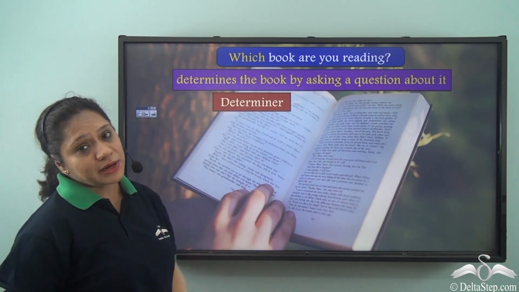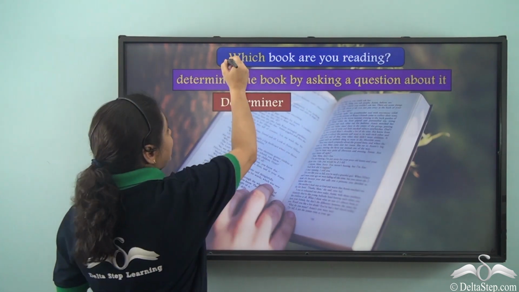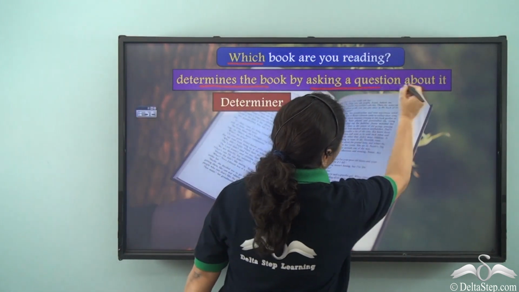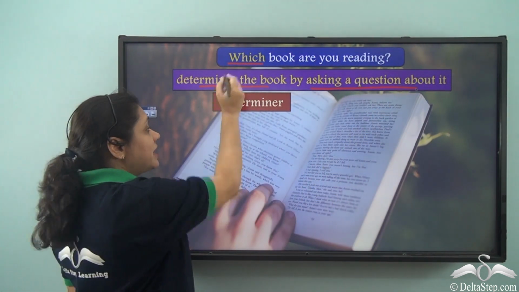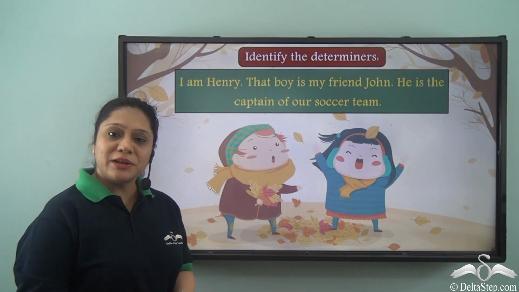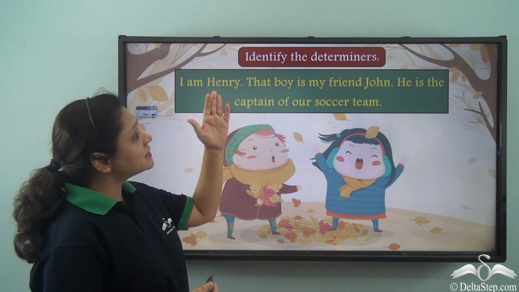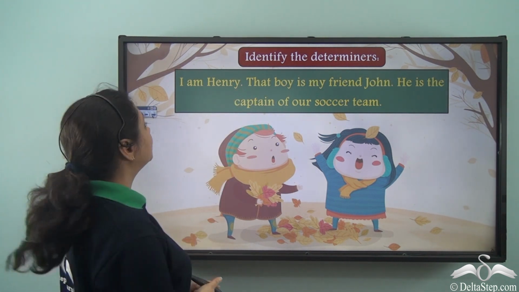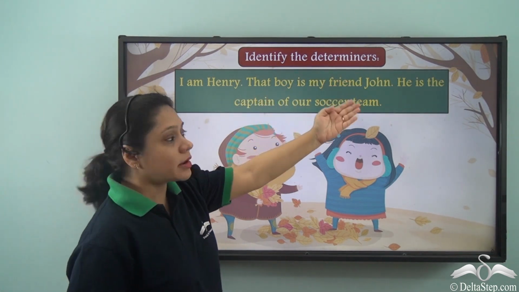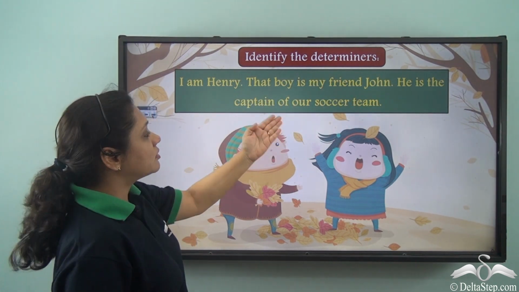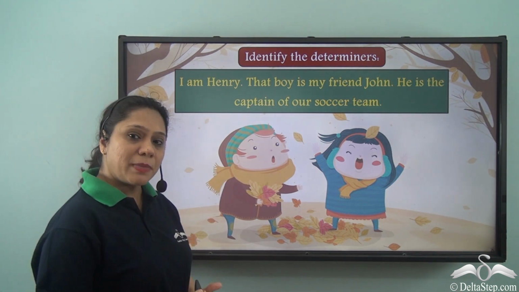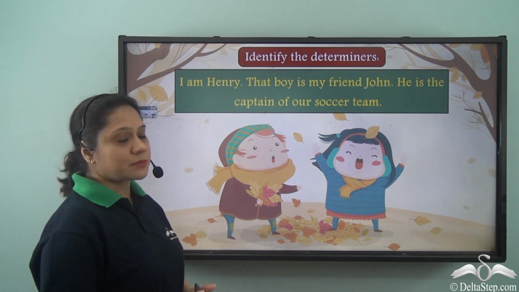Which book are you reading? In this sentence, which determines the book by asking a question about it. Hence, which is also a determiner. Now that we know what are determiners, let us identify the determiners here. I am Henry. That boy is my friend John. He is the captain of our soccer team. Let us take the sentences one by one and then identify the determiners.